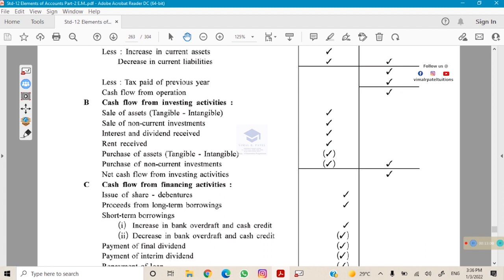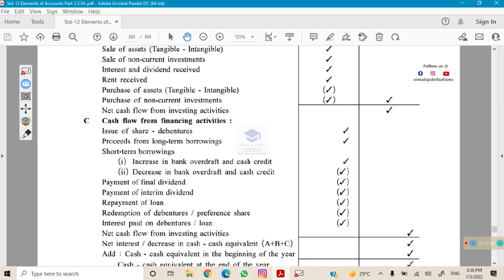Then cash flow from financing activity. Issue of share, issue of debenture, proceeds from long-term borrowing, long-term loan, short-term borrowing. Increase in bank overdraft will be added, decrease in bank overdraft can be subtracted, payment of dividend, payment of final dividend, and at the end of the year the dividend declared.